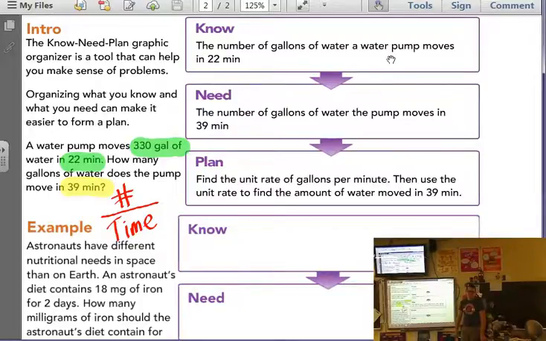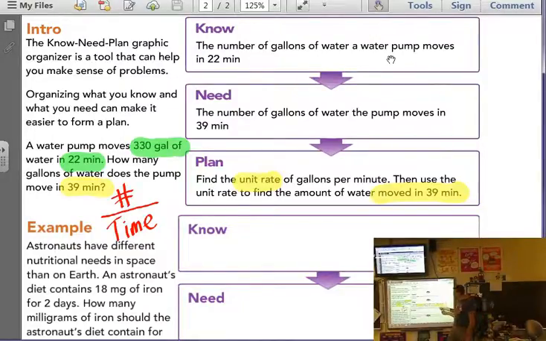Josh, can you figure out? You have to divide it first, and see how much it is per every 1 minute, and then multiply it by 39. So the first thing we have to do is find our unit rate. Then we have to multiply it by 39 to actually find out how much it moved in 39 minutes.